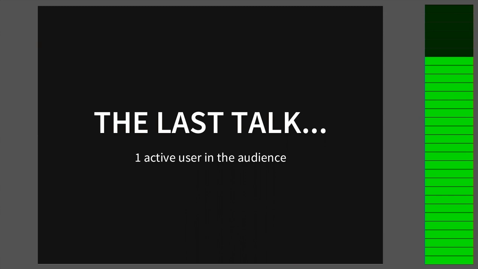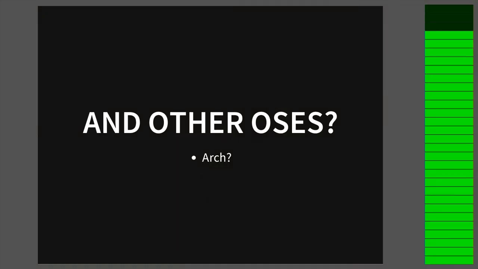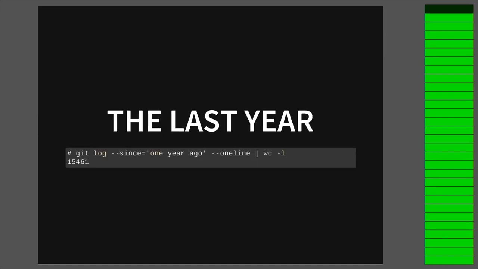The last year, there was one active user in the audience. How many Void Linux users are here? Oh, great. I think we grew about 100%. There's still one. Are you the same guy as last year? Ah, okay. So we have at least two active Void Linux users now, which is great, about 100% in 1 year. And other OSs? Arch Linux. Okay, some more. Debian, Ubuntu. Some more, Mac. Nice. Okay.